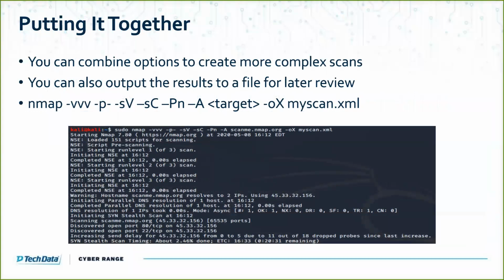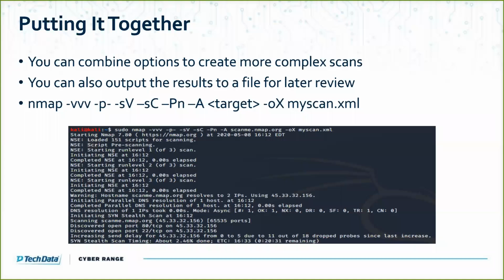You can also output the results of your scan to a file for later viewing. In this example, we're running Nmap with 3 levels of verbosity, which will give us more detail about the scan progress as it's running. The -p- flag tells Nmap to scan all 65,535 ports. -sV, as we mentioned before, tells Nmap to do service enumeration. The -sC flag runs all of the Nmap default scripts. For more information about what these scripts are, we recommend reviewing the Nmap man page. -Pn tells Nmap not to ping the host and just assume it's up and go ahead and scan it.